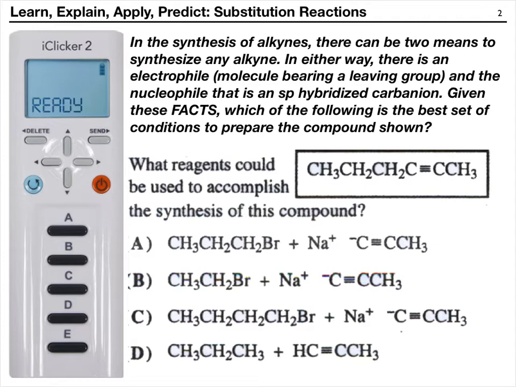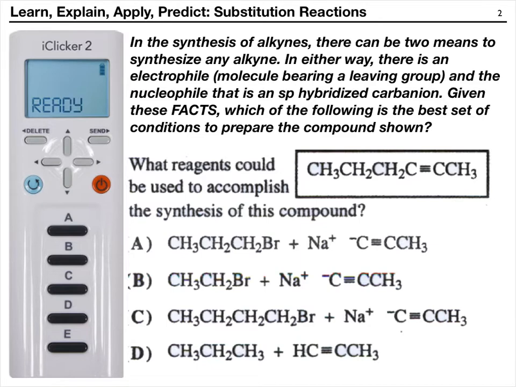So this is another SN2 reaction. Again, you're diagnosing a problem. You're using all the skills you've developed so far, but now the nucleophile and electrophiles are changing. This says, in the synthesis of alkynes, there can be two means to synthesize an alkyne. In either way, there is an electrophile, the molecule bearing the leaving group, and the nucleophile.